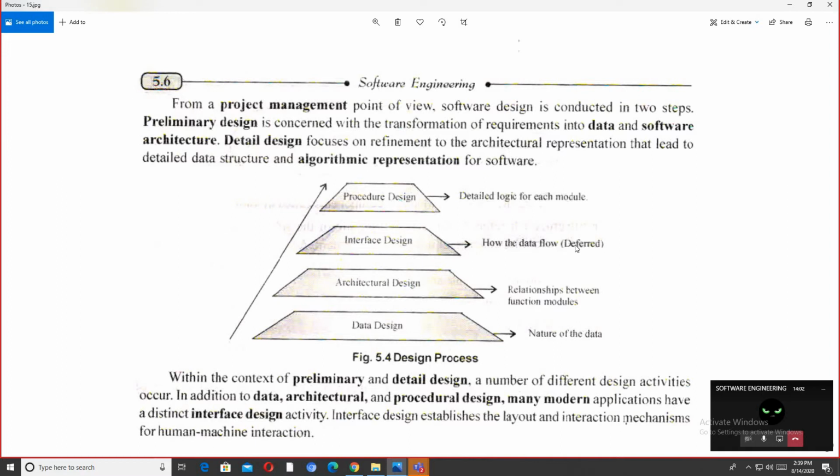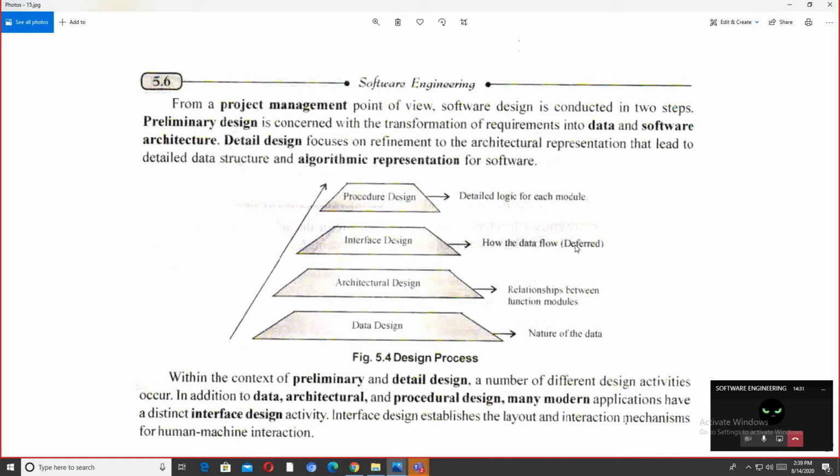Moving further, what happens in detailed design is that it focuses on refinement of the architectural representation. Now architectural representation is very crucial because without it we will not be able to translate our whole software model into the actual software. So architecture representation must be there, and it always comes in the detailed design part of the project management.